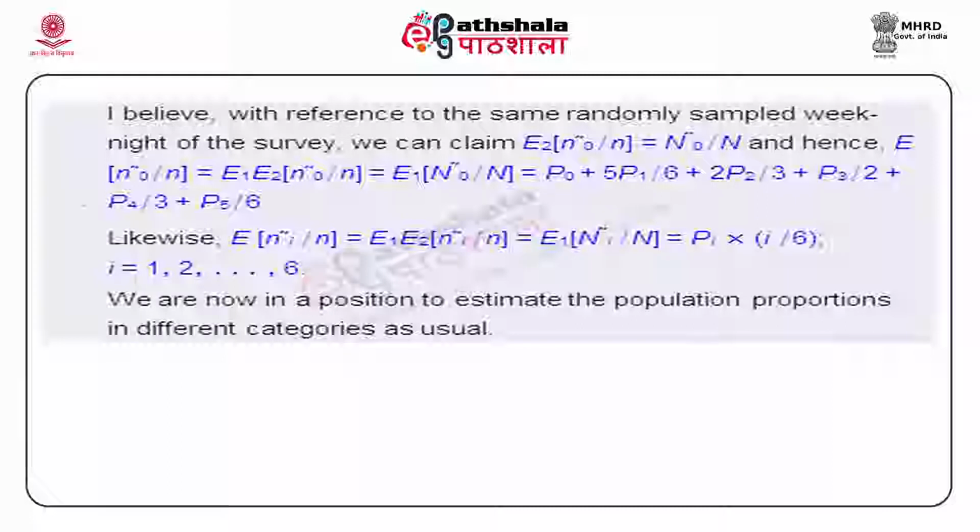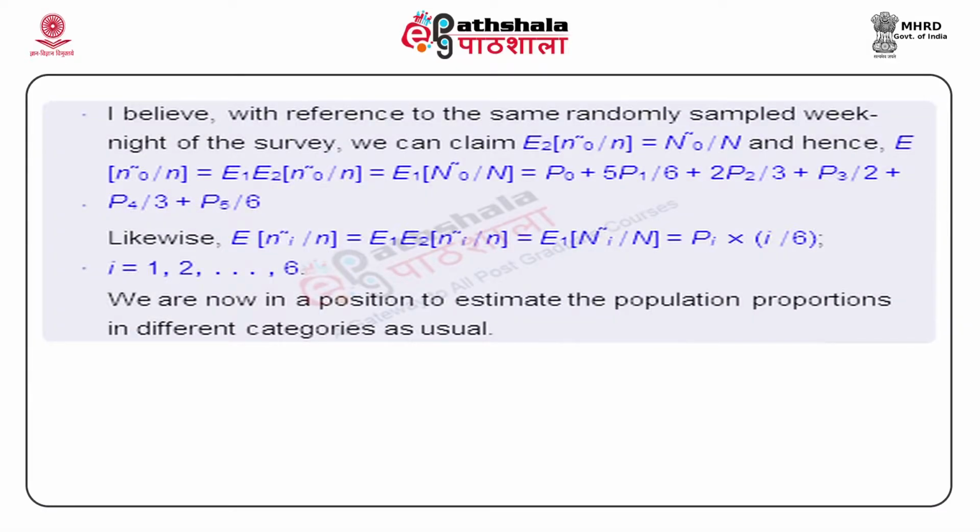Likewise, expectation of ni tilde divided by n is Pi times I by 6, for all I from 1 to 6. We are now in a position to estimate the population proportions in different categories as usual. Whatever we are doing involving capital Ni tilde and capital N, same thing we do with small ni tilde and small n. So, all it says is that right on the day of the survey, do not go for a 100% attempt to contact all the individuals, make a subset.